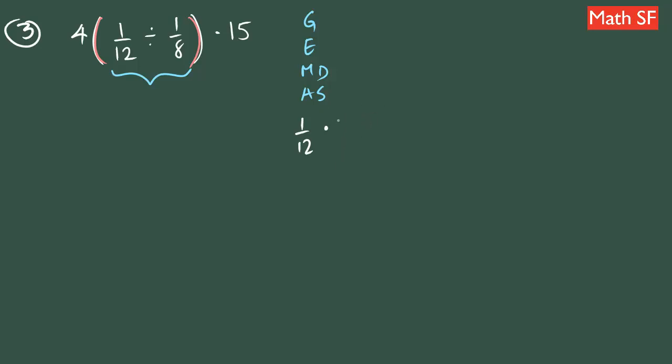So now here we can reduce. We will obtain 4 goes into here 3 times, 4 goes into here 2 times. So you're left with 1 times 2, which is 2, and 3 times 1, which is 3. So here we will have 4 parentheses. We still have the parentheses and 2/3 dotted with 15.